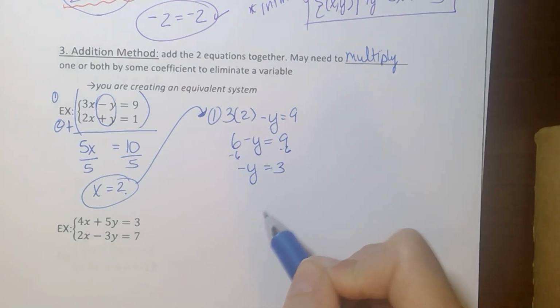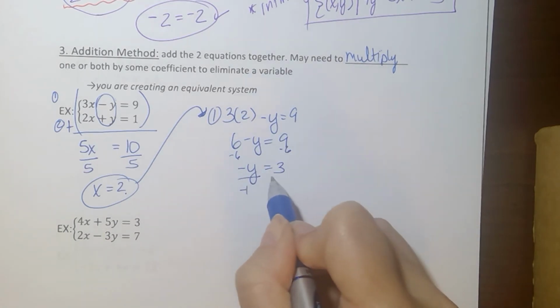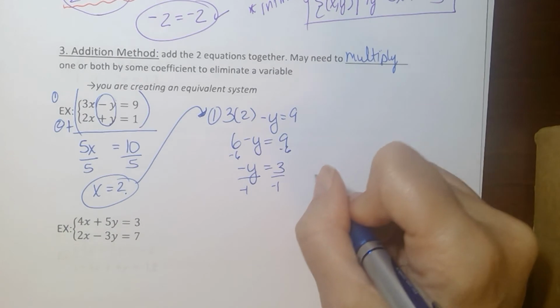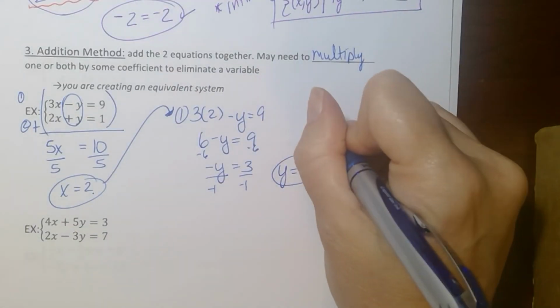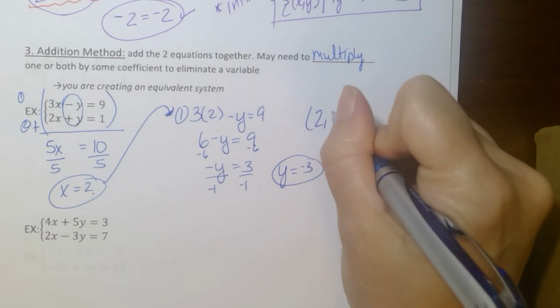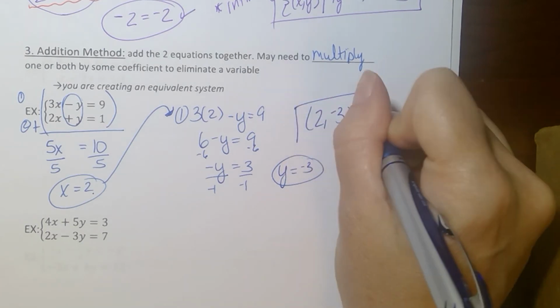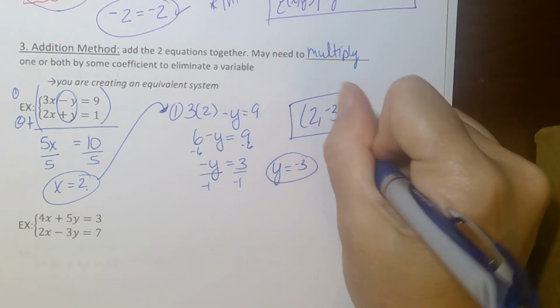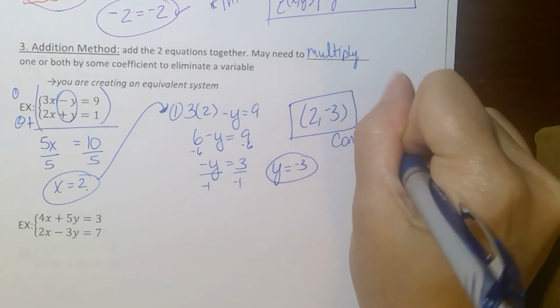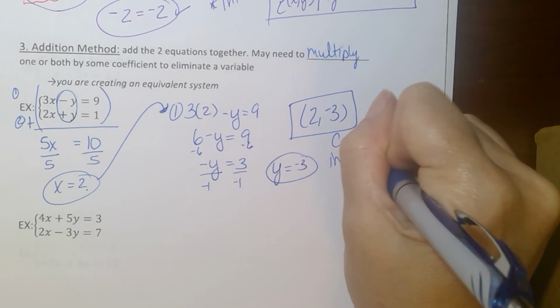And then I have to finish solving for y. I can't stop at negative y. So I get that y is equal to negative 3. My ordered pair, my solution, is 2, negative 3. Make sure you write it as an ordered pair. I have a single solution, so this is a consistent, independent system.